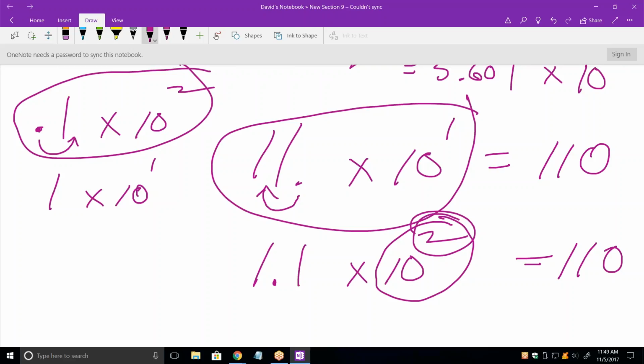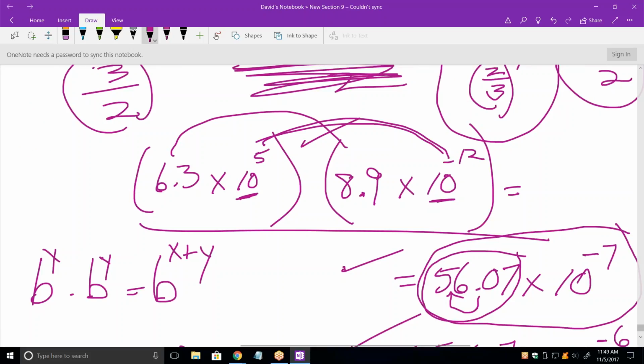Okay. Notice that in our previous problem, we had 56.07 times 10 to the minus 7th.